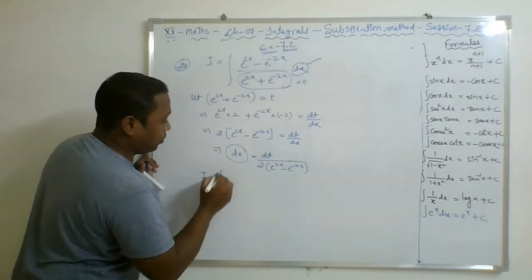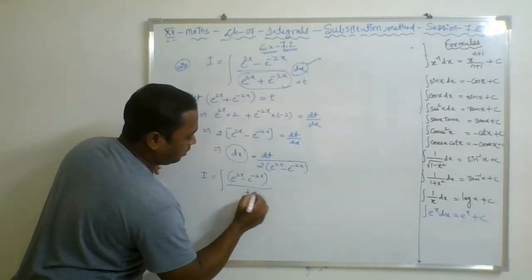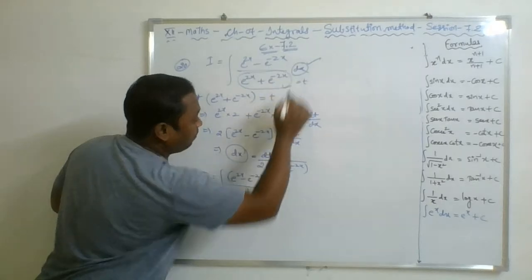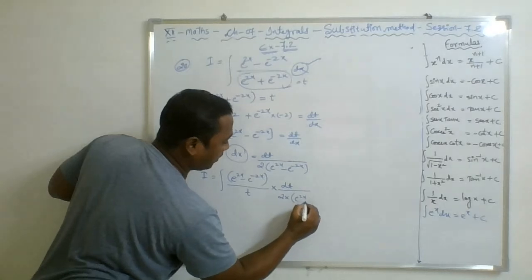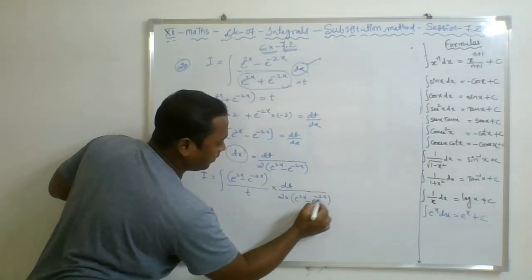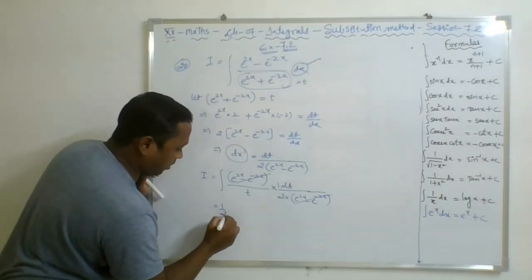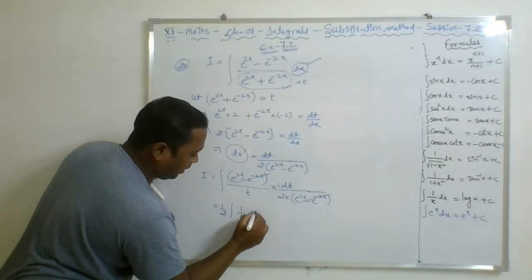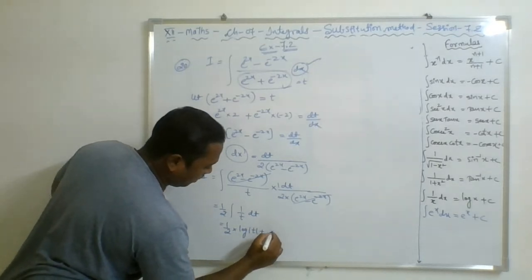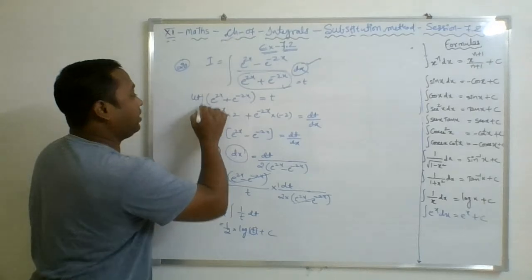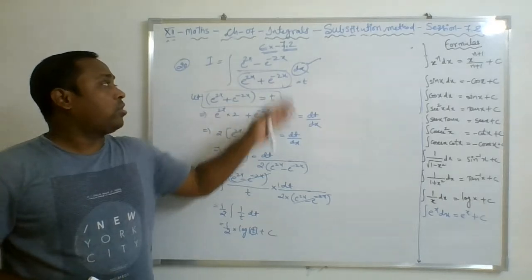So I is equal to e power 2x minus e power minus 2x upon t, and in place of dx we can write dt upon 2 times e power 2x minus e power minus 2x. This will get entirely cancelled. 1 by 2 as a constant, I can write outside. So 1 by t into dt, which will be 1 by 2 into log of modulus t plus c, and t has to be replaced with the original function to get the final answer. So this is what the question is.